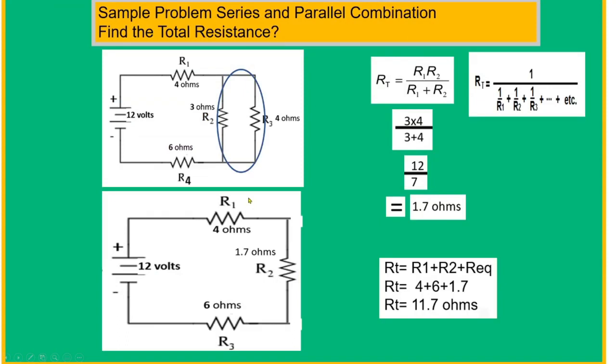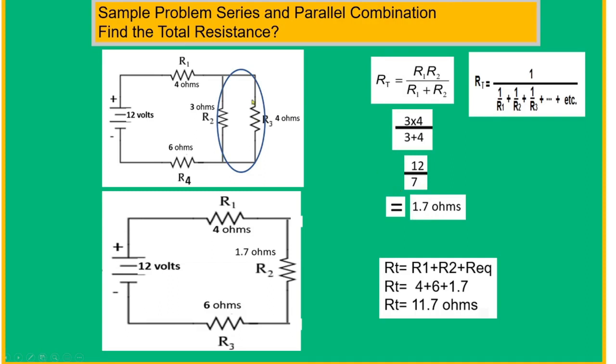Sample problem, series and parallel combination. Find the total resistance. Here in the circuit, our supply voltage is 12 volts. R1 is 4 ohms. To attack this problem, we are going to solve first this R2 and R3, which are 3 and 4 ohms. I'm going to use this shortcut formula for 2 resistors. RT is equal to R1 times R2 over R1 plus R2. Simply put 3 times 4 over 3 plus 4. Then our answer is 1.7 ohms.